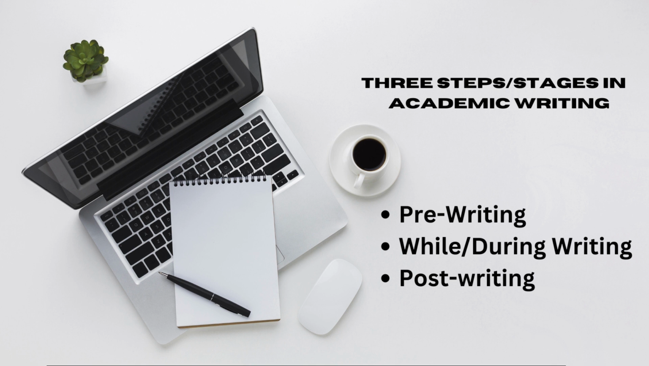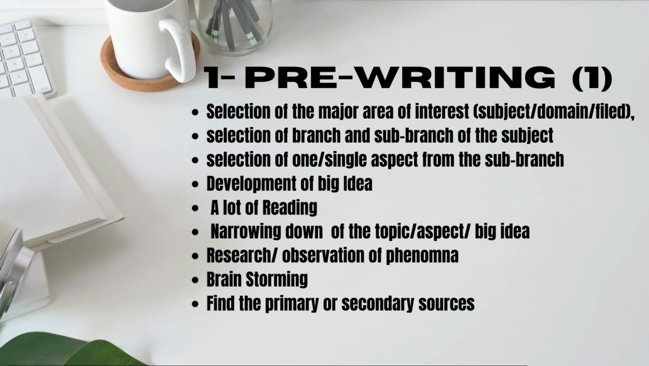And number 3, post-writing. First of all, you have to locate, identify, and determine the area of your interest. Some of you may be interested in physics and some would like biology, and some of you may like English literature. After the selection of the area of interest, meaning subject, domain, or field, you have to select the branch and the sub-branch of the subject.